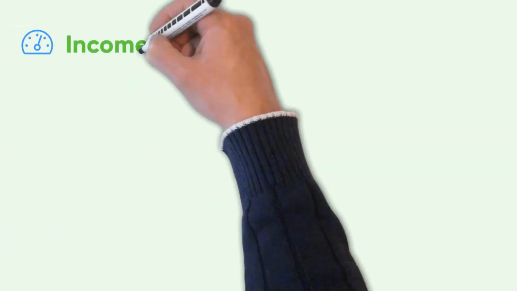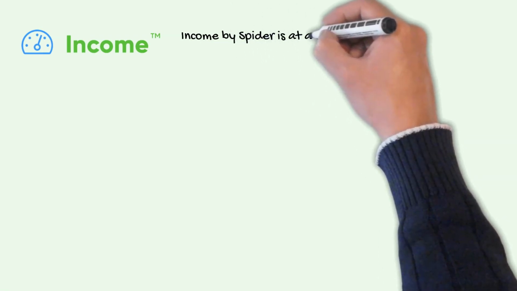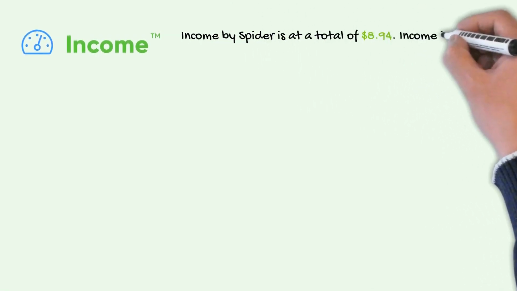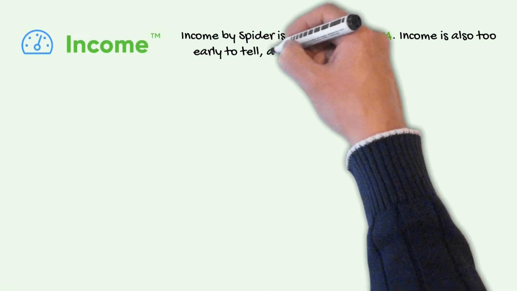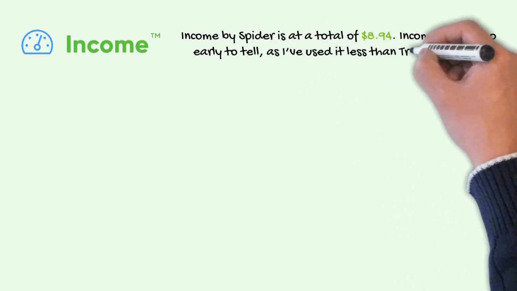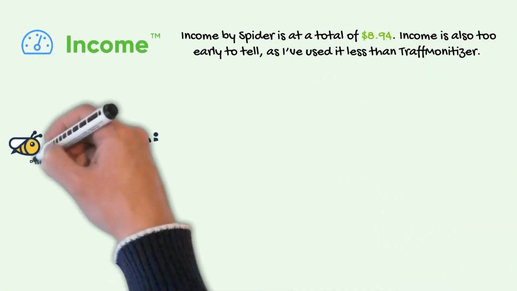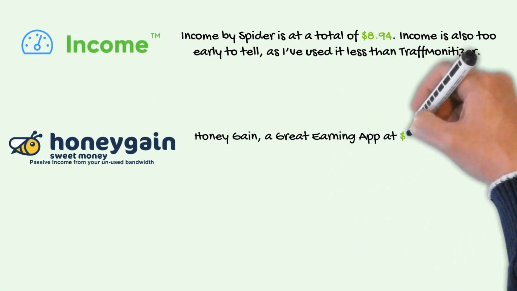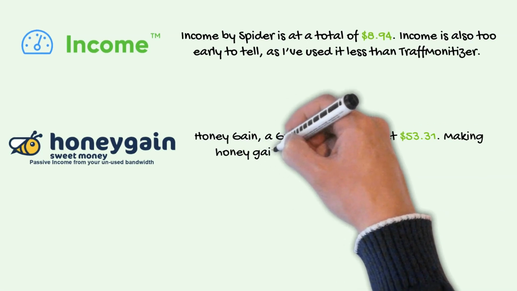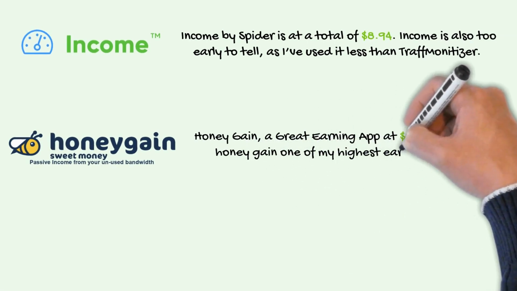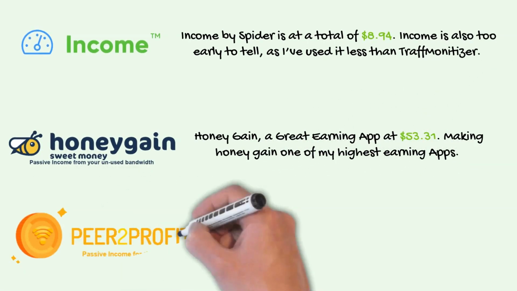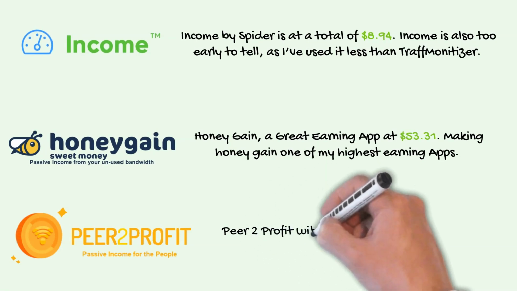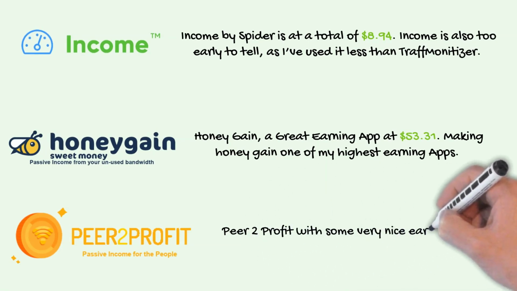Income by Spider is at a total of $8.94. Income by Spider is also too early to tell, as I've used it less than Trap Monetizer. Honeygain, a great earning app, at $53.31, making Honeygain one of my highest earning apps. Peer2 Profit with some very nice earnings of $33.35.